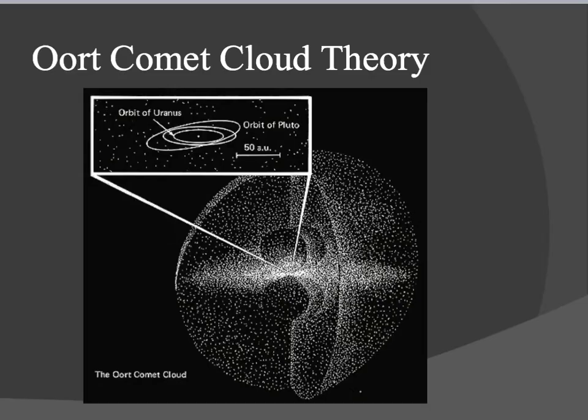All right, here's a better diagram of it. So you can see this little area right here is our solar system, and this Oort Cloud, this large cloud of all these dots, is where all the comets are coming from. So you can see that it surrounds our solar system on all sides.